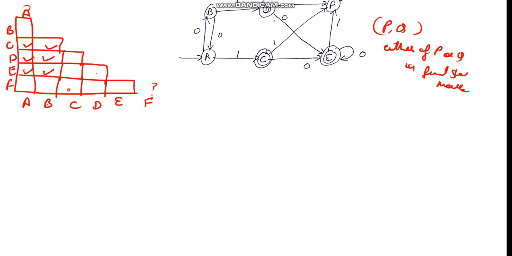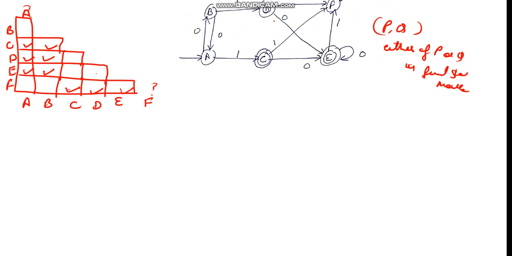Now this column is for F and C. For F and C, F is not final, C is final, mark it. F and D, F is not final, D is final, mark it. Now for E and F, E is final but F is not final, so mark it. So this is the first stage in this case.